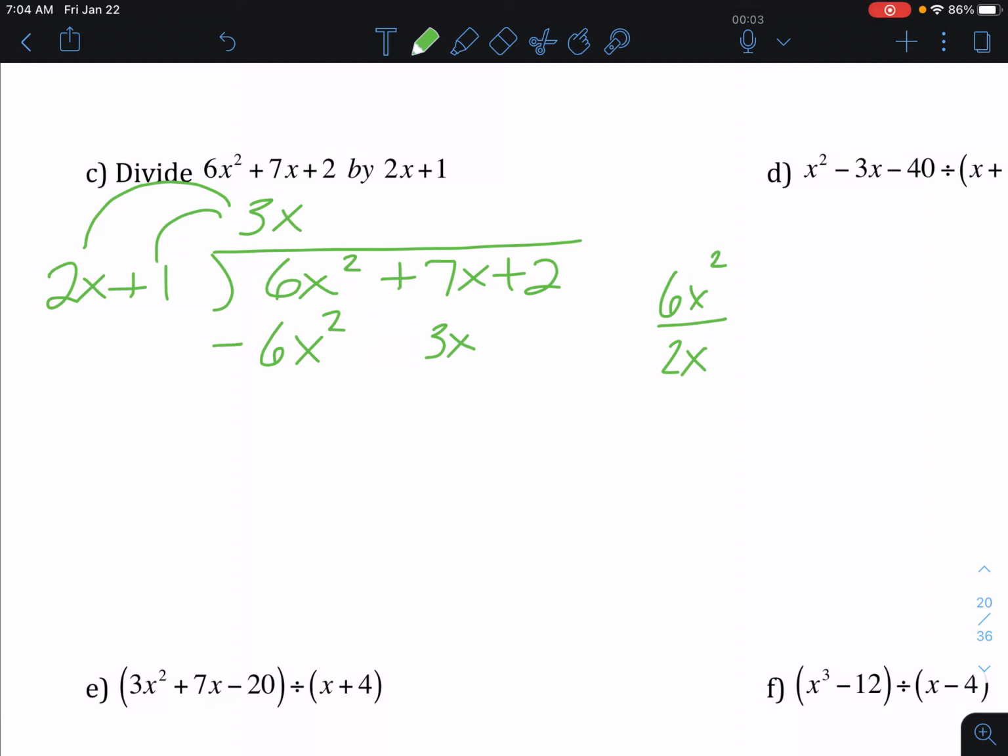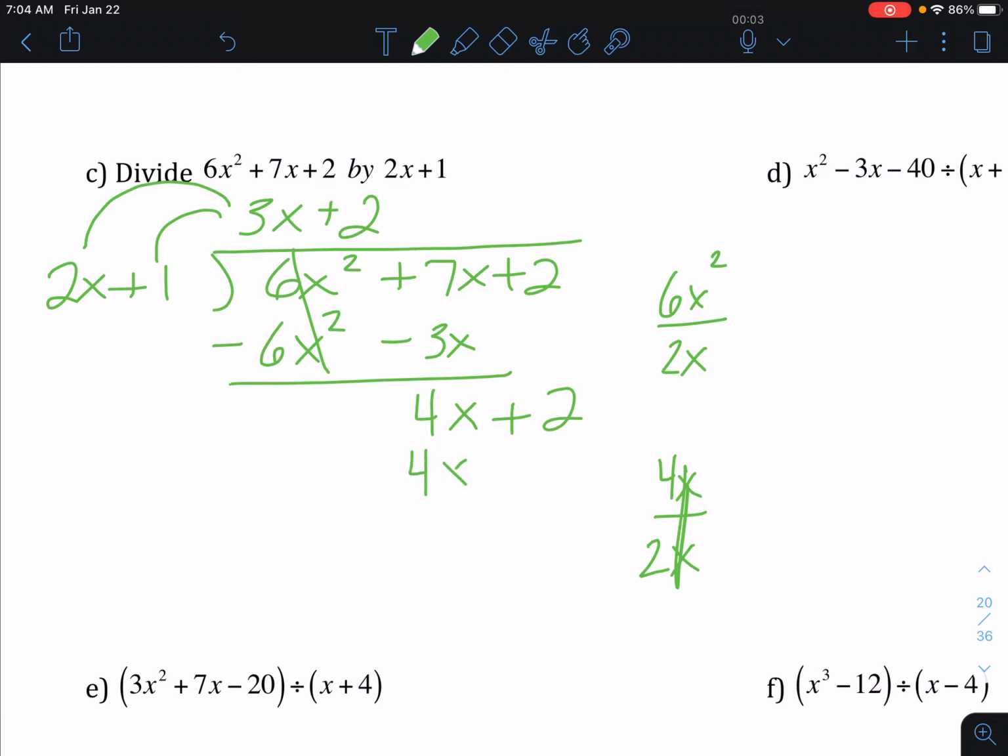And then we're going to do our subtraction. 7x minus 3x will be 4x. And then don't forget, bring down your next term. And then start the process again. First term, showing the 4x divided by 2x. And that'll be 2. So we'll put a plus 2. And then we're going to distribute that 2. 2 times 2x will be 4x. 2 times 1 will be 2. And then do our subtraction.